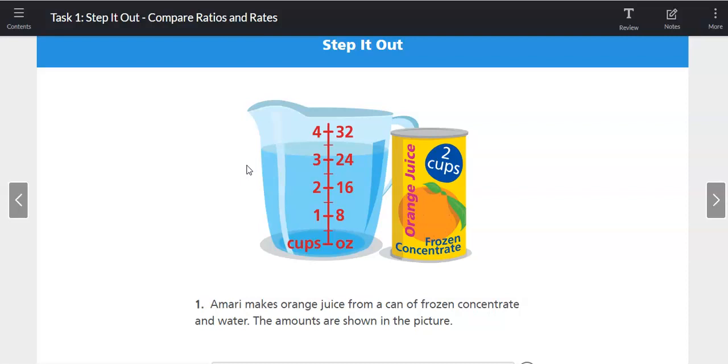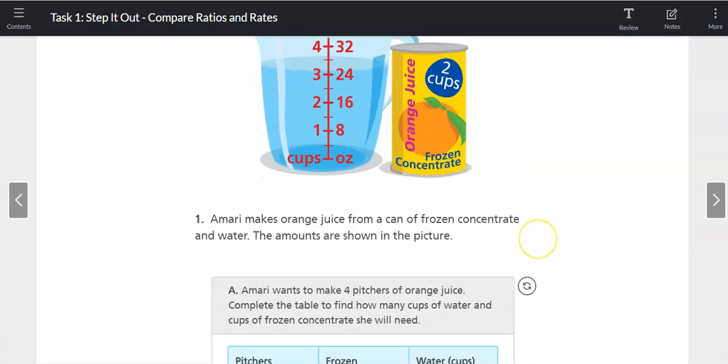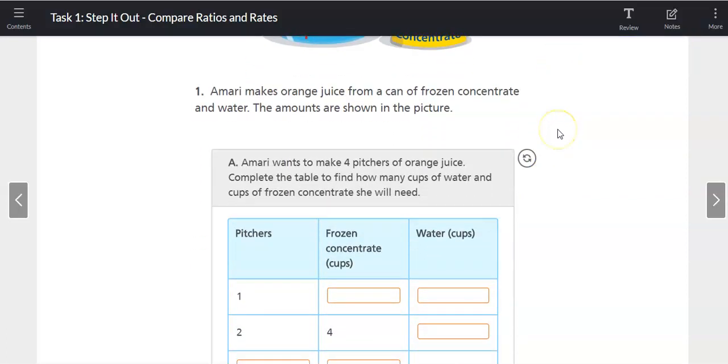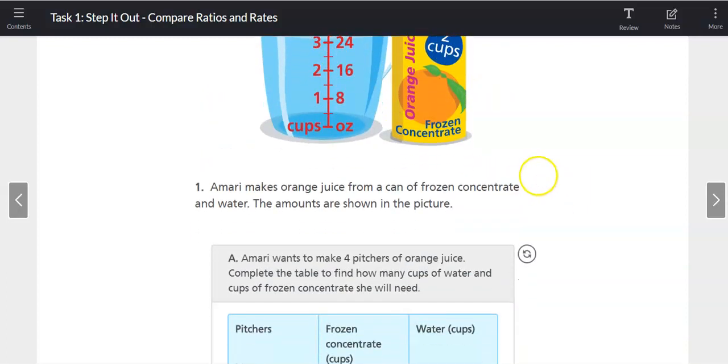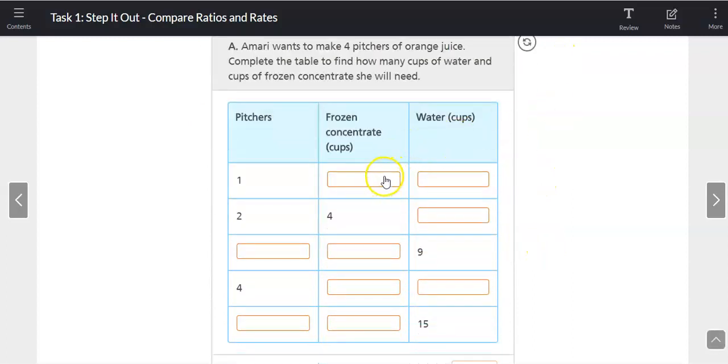Right here, it's really hard to see, so you have to read it. We have 3 cups of water and 2 cups of concentrate. Amari wants to make 4 pitchers of orange juice. Complete the table to find out how many cups of water and cups of frozen concentrate she will need. We set up here for 1 pitcher. She needs 2 cups of concentrate and 3 cups of water. So we're going to say 2 and 3.